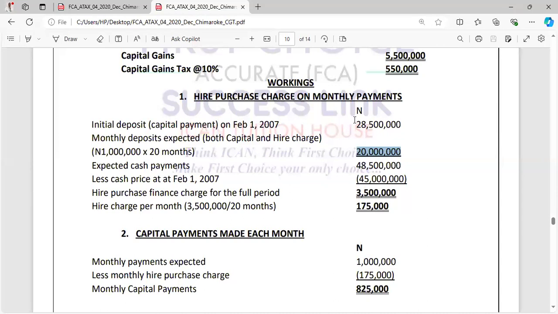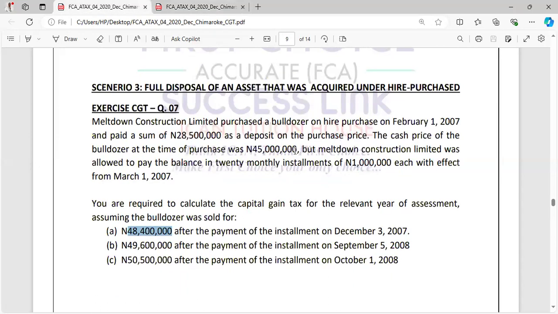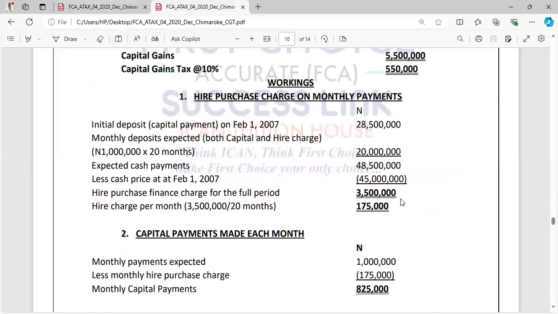Now, this is your first payment, and this is your 20 monthly installments. Every expected cash is 48,500,000. So this is all the cash you ever pay. But how much is the cash price? The cash price, which is the cost of the assets as at the date you entered into the purchase agreement, is 45 million. So you remove 45 million from 48,500,000, and we get 3,500,000, which we calculated before as our finance charge, which is the interest charge.